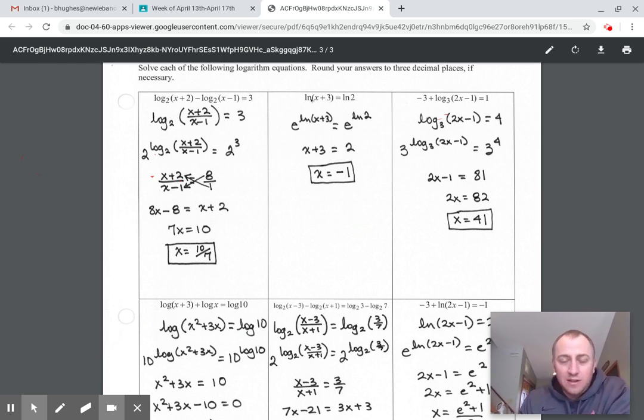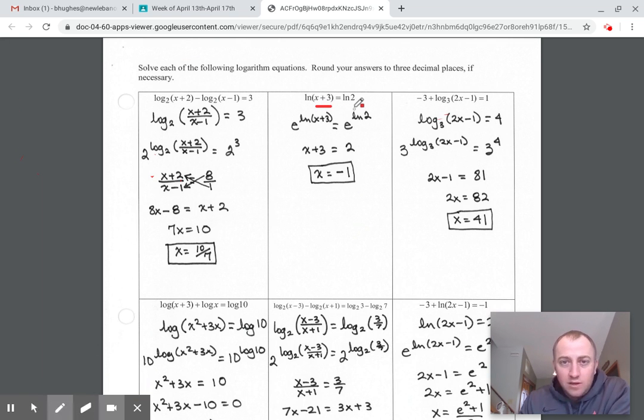This next problem right here is pretty simple. We have a single natural logarithm equal to a single natural logarithm. You can basically just set the arguments equal to each other. That's the only way those two things would be equal to each other, if x plus 3 is equal to 2, and then you just solve and your answer is negative 1.